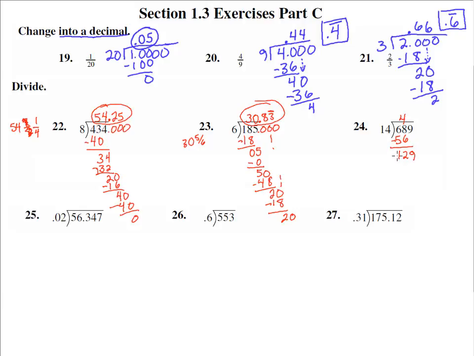14 into 129. Let me see. 14 times 8 is 112. 14 times 9 is 126. So that looks like what we're going to do. 9 times 14 is 126. Subtract it and we get a 3. So we could write the answer as 49 and 3/14.